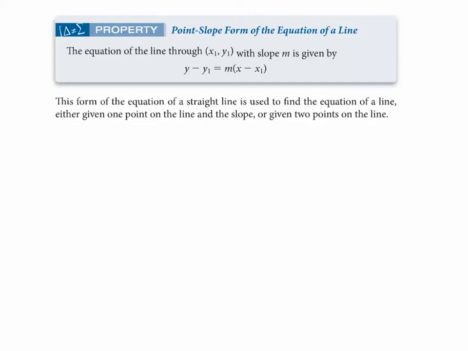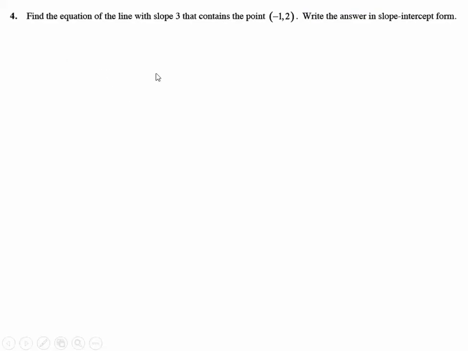So let's go for it. Let's use some examples here. So I need to find the equation, and once you say find the equation, you're thinking point slope form. I need to find the equation of a line that has a slope of 3 and contains negative 1, 2. Eventually we want to write our answer in slope-intercept form. So once you say find the equation, in my mind this is what pops up right away.